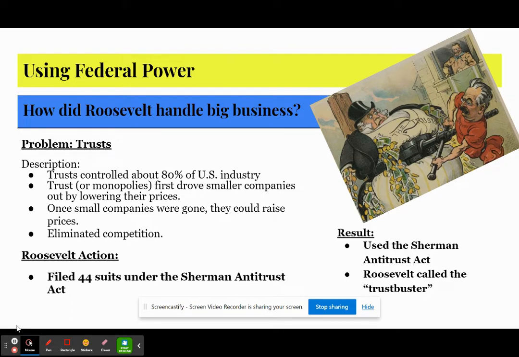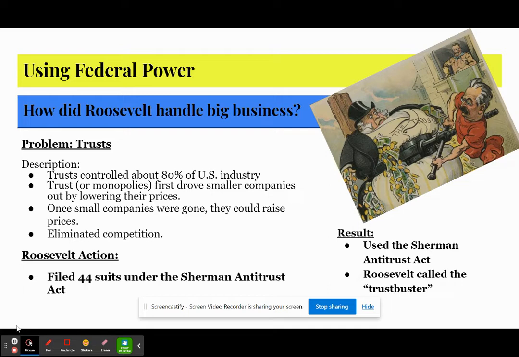Another problem that occurred that had to do with trying to control corporations was trusts. Trusts controlled about 80% of U.S. industry. These trusts, or monopolies, first drove smaller companies out by lowering their prices. And once small companies were gone, then they could raise their prices and they controlled the market. So trusts eliminated competition, and competition is part of the free market.